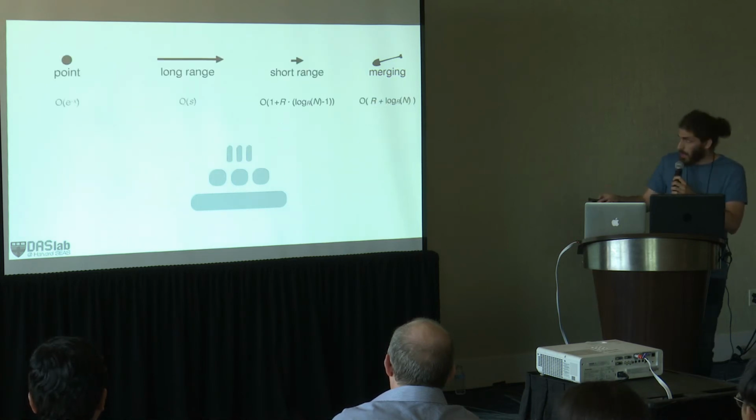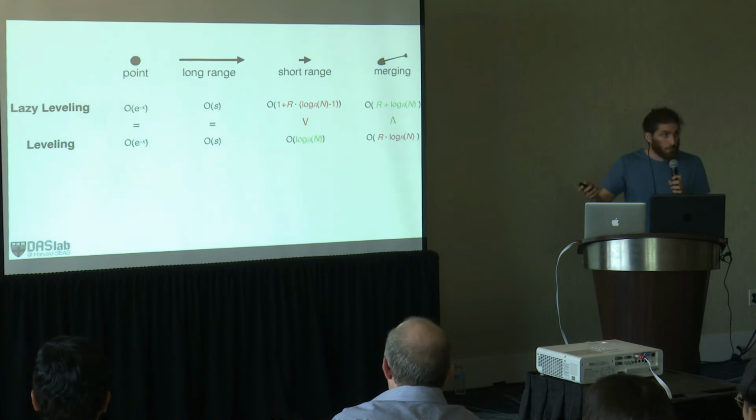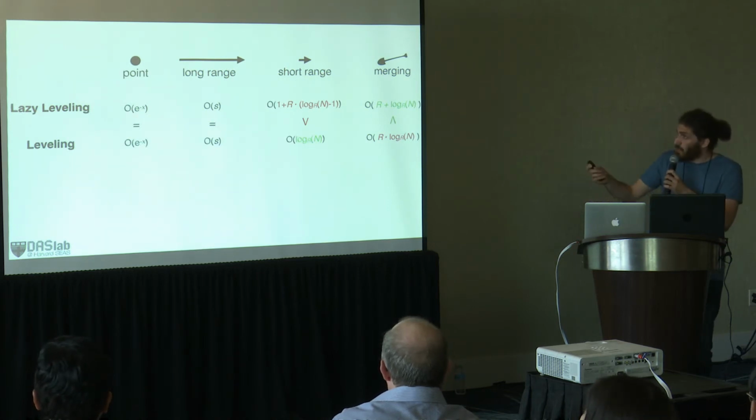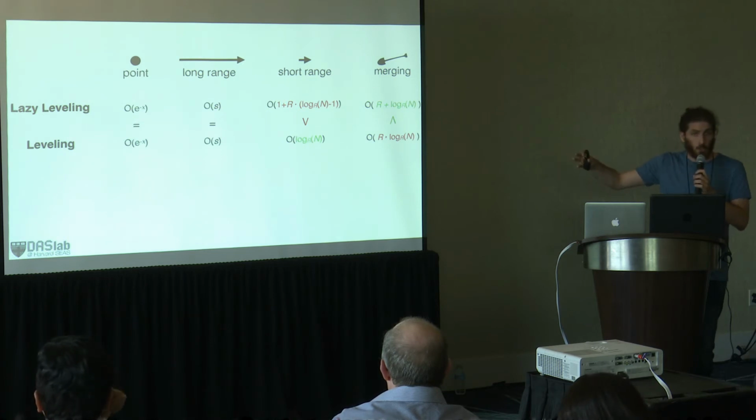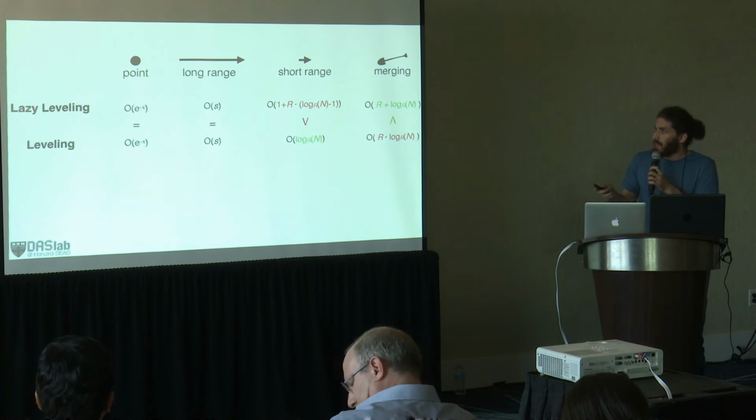Okay, so these are our bounds, and now we can compare these bounds to leveling. So we see that for point and range lookups, the bounds are the same. For short range lookups, lazy leveling has a worse bound, and for merging, lazy leveling has a better bound.